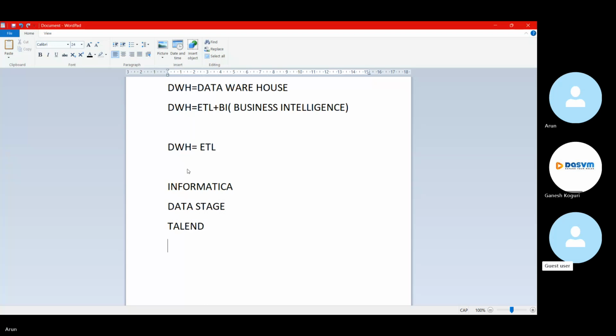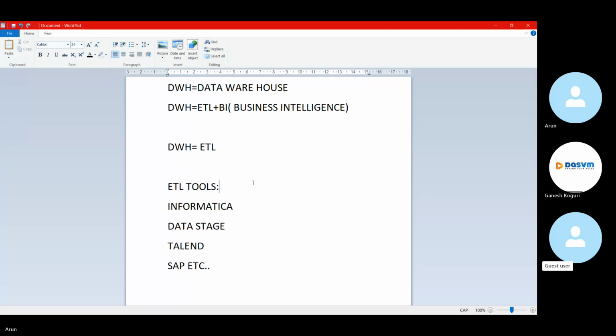Talent, SAP, etc. These are all the ETL tools. Based upon these ETL tools, the developer will do the ETL process. I mean, he will make the data clean. The developer will use all these tools.